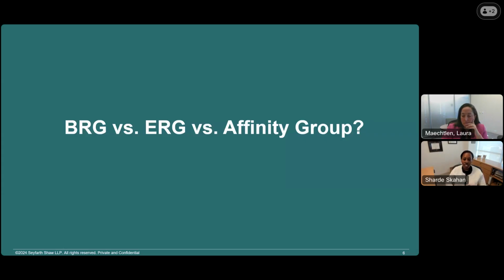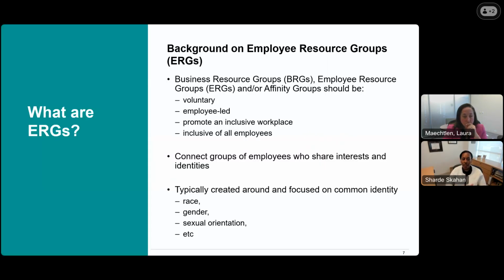All BRGs and ERGs essentially are affinity groups, but not all affinity groups are going to be ERGs, because they don't necessarily have that alignment with business goals. So for today, we are going to use the term ERGs, and on the next slide, we will discuss a little bit of background on what employee resource groups are, what we are talking about exactly when we are looking at ERGs, and whether it makes sense for your business to create one.